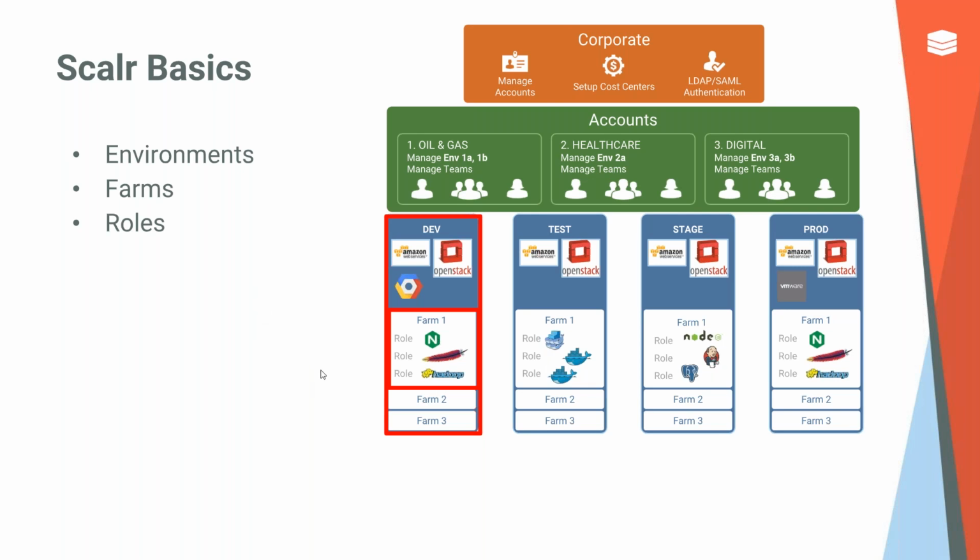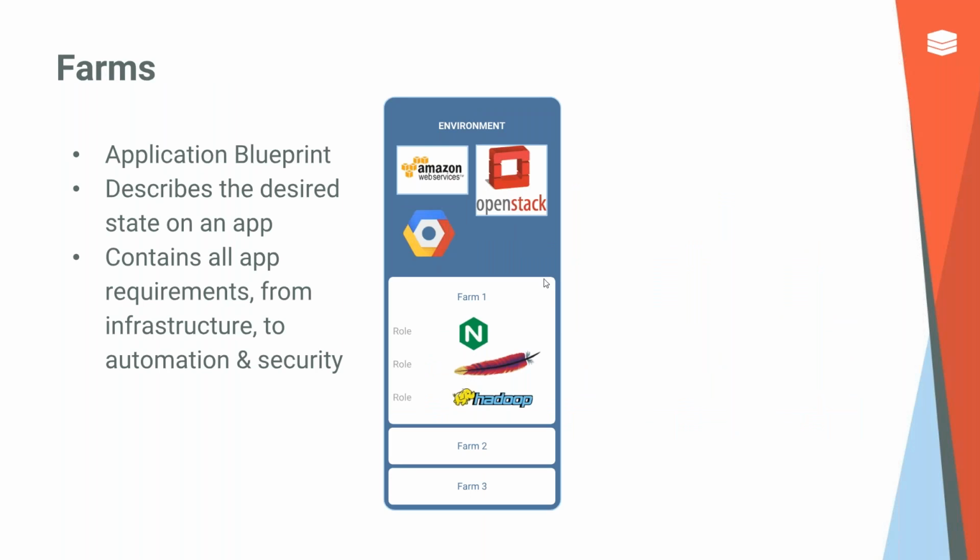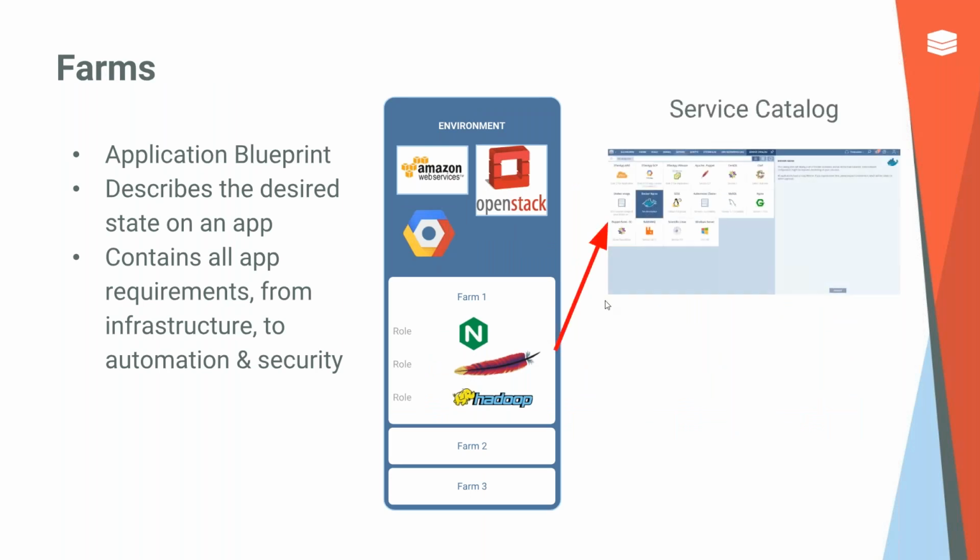And then the desired state of that application is captured both in the UI and in code, and is able to be packaged as a service catalog item or edited by other advanced users. So just to hit on that point, these farms are application blueprints. They describe the desired state of an application, and they contain all the requirements for that application, from infrastructure to automation rules and security, and they can also be coded. So you can also use them as an infrastructure as code component, which we'll discuss in a future webinar.